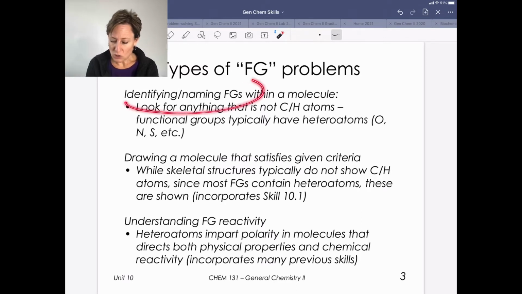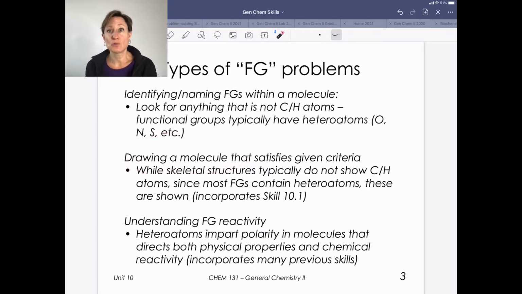The first one is looking at a molecule and being able to identify or name the functional groups that you see there. What you want to do is look for anything that's not carbon and hydrogen. Look for those heteroatoms. Heteroatoms are always going to be part of a named functional group. Sometimes we're going to be looking for double bonds or triple bonds as well, because those are part of a functional group as well. So a beginning skill is learning how to identify and name functional groups that we see in a molecule that's already been drawn for us.